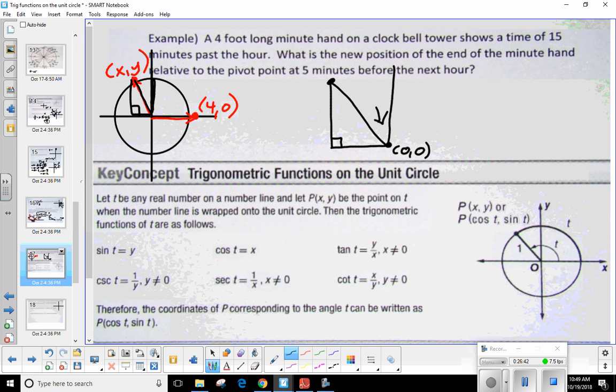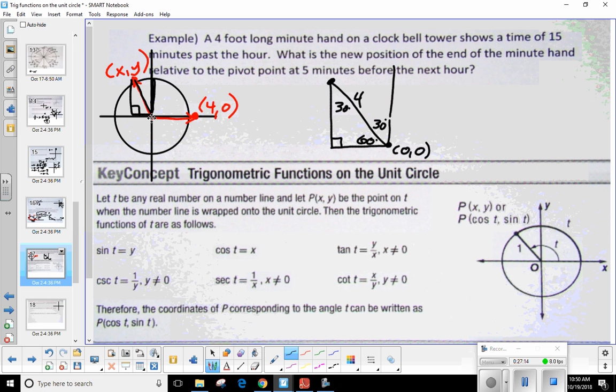So how many 5-minute increments do we have in a clock? There you go. They're 12, right? So they're evenly spaced, so this would have to be 30 degrees. So let me go ahead and take this out right here. So this would be 30 degrees. That means the reference angle would be 60. So this one's 30. So again, this one, I can't say 1/2. I can't say square root of 3 over 2. We're not on the unit circle. The length of that minute hand is 4 feet.